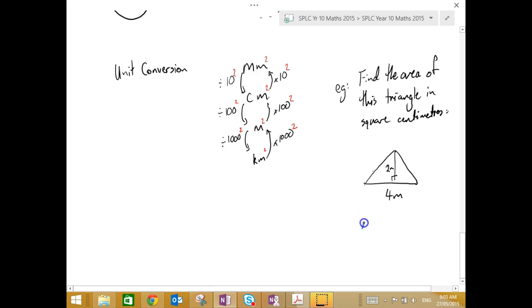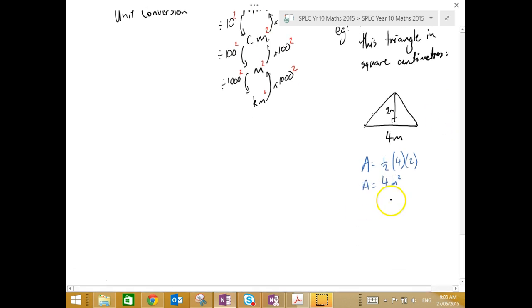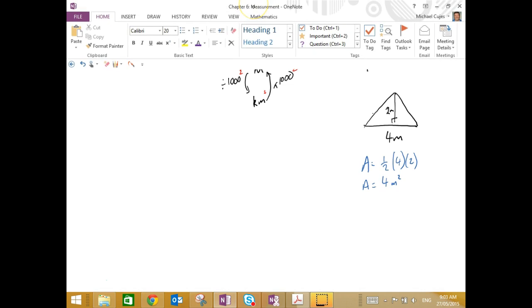Not very. Area equals area of a triangle, half base times height. It's half of the area of a rectangle that's made up of the base times height. So half of 4 by 2. So you're right. The area is 4 square meters. If I want to change that to square centimeters, what do I need to multiply by?